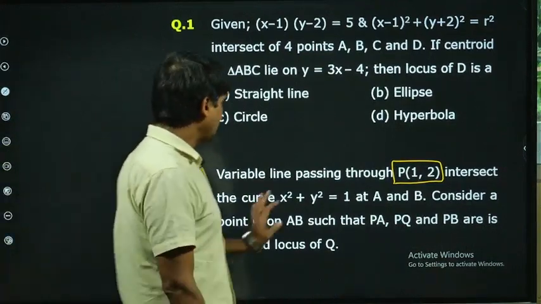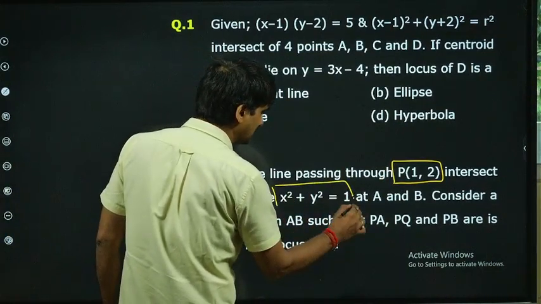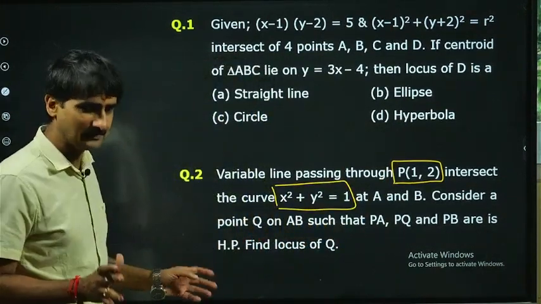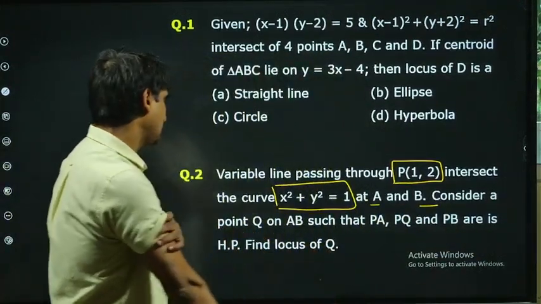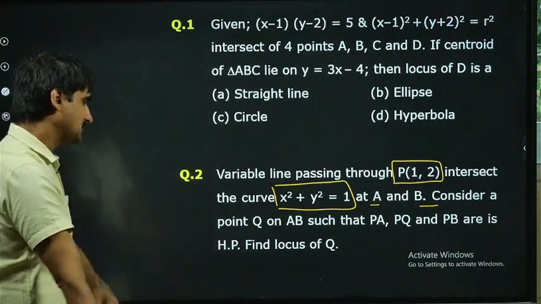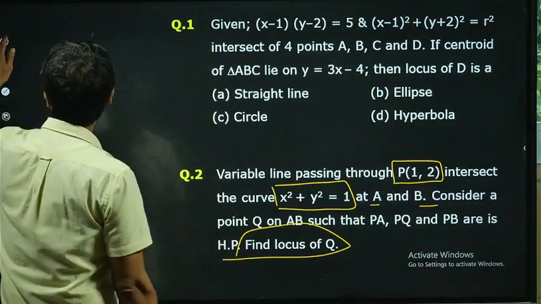So a variable line passing through this point intersects the curve, which is a circle. It doesn't make any difference which curve it is. The equation matters, which is given, at A and B. Consider a point Q on AB such that PA, PQ, PB are in HP. Find the locus of Q.